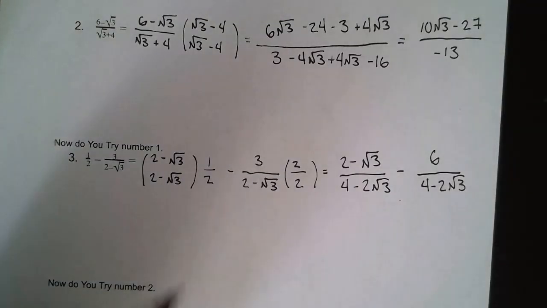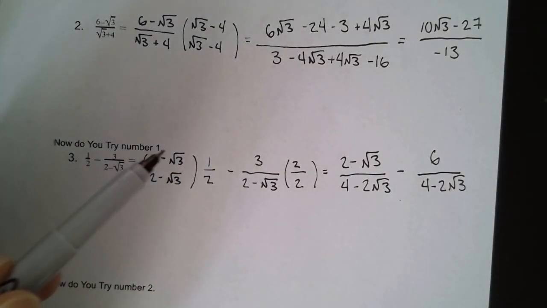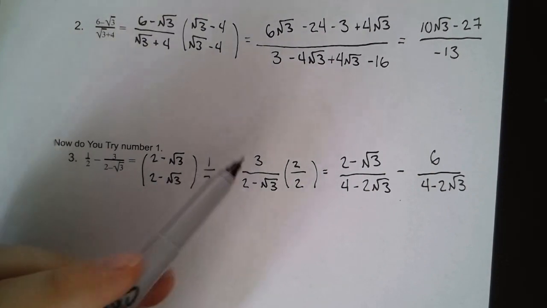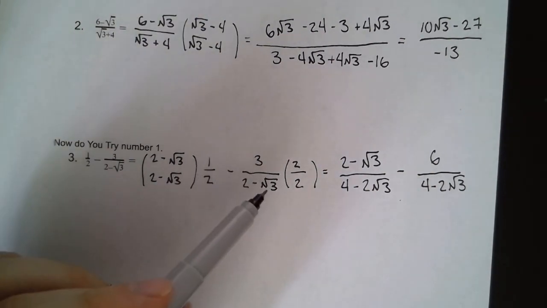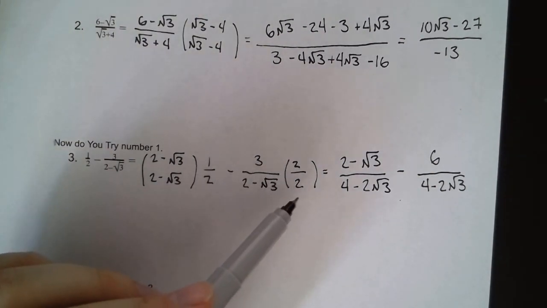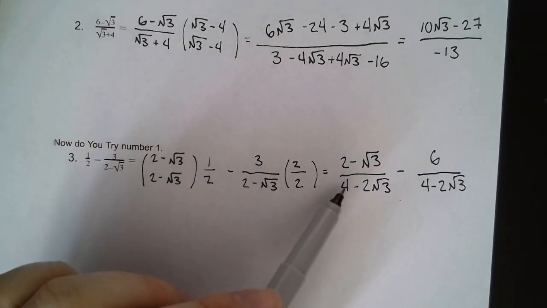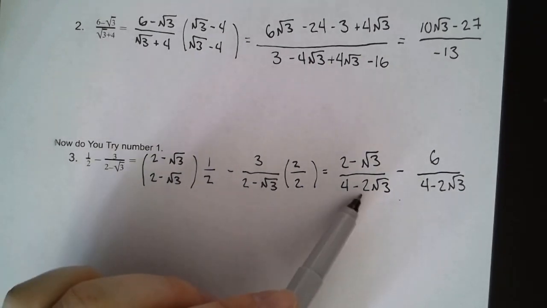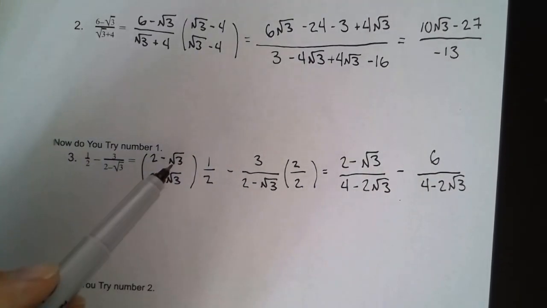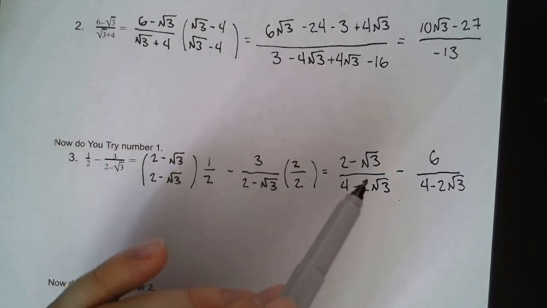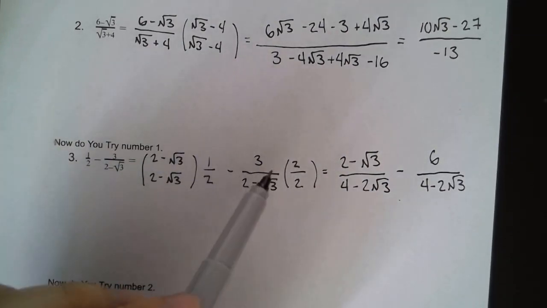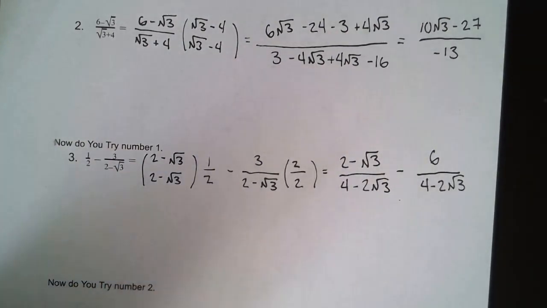All right, so I multiplied this 1/2 by 2 minus root 3 over 2 minus root 3, and this 3 over 2 minus root 3 by 2 over 2, so that we can get a common denominator. So the denominator is going to be 4 minus 2 root 3. That's what I get in both of these over here. The numerator, when I distribute this, I end up with just 2 minus root 3 because I only have a 1 here. And then 3 times 2 is 6. So now that I have this common denominator, I can actually combine these into one fraction. So I'm going to do that now.